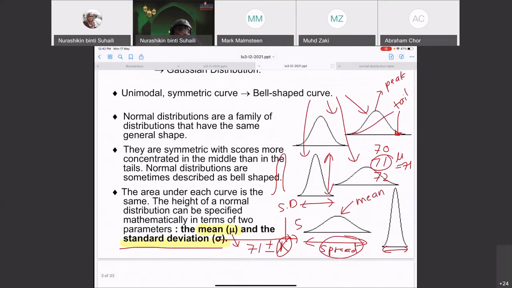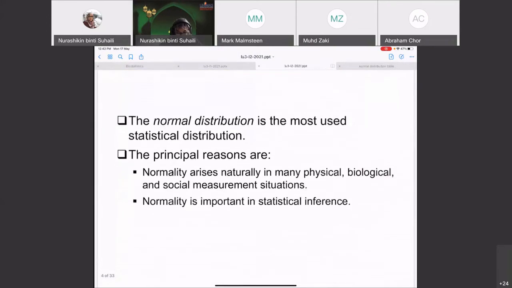Normal distribution is the most used statistical distribution. This is because it is the most common. It is the most common because it matches many situations more than any other distribution.